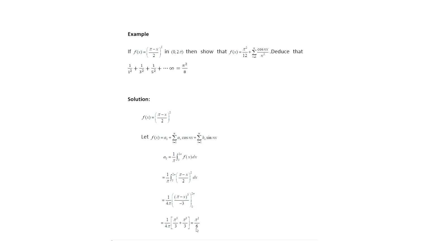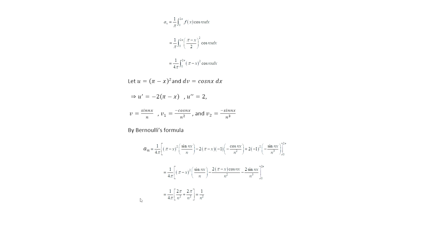To find an, which is 1 by pi integral 0 to 2 pi f of x cos nx dx. So it is 1 by pi integral 0 to 2 pi pi minus x by 2 the whole square into cos nx dx. That is 1 by 4 pi integral 0 to 2 pi pi minus x whole square into cos nx dx. We are going to apply Bernoulli's formula. Let u equal to pi minus x whole square and dv is cos nx dx.